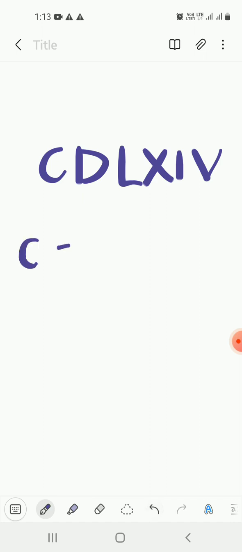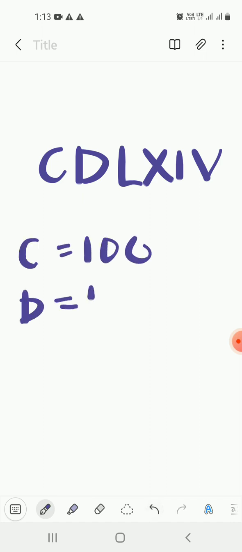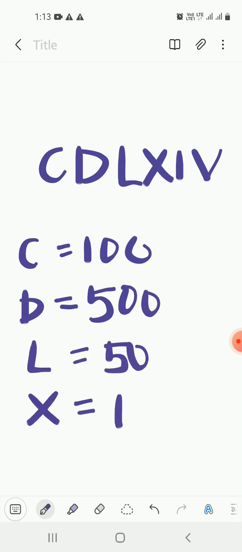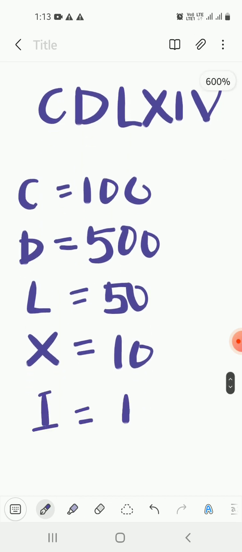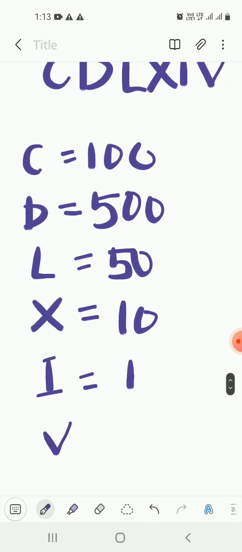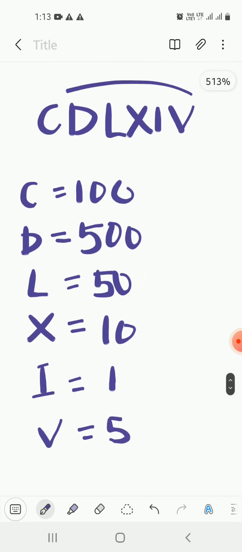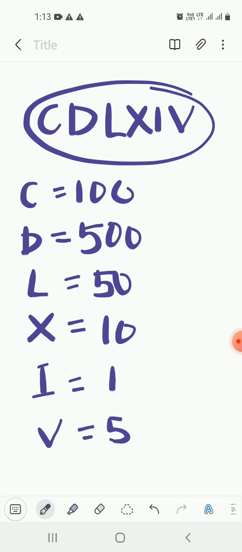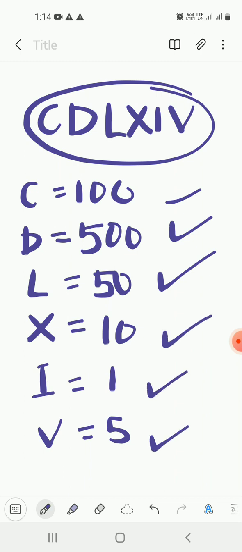First see, C means 100, D means 500, L means 50, X means 10, I means 1, V means 5. So first write down all the symbols. You have to first write down the symbols. If you remember it, then you don't have to write it down. I'm just writing it down to show you. So C means 100, D means 500, L means 50, X means 10, and I means 1, and V means 5. Now, which is the biggest number? 500 is the biggest number. So D is the biggest symbol.